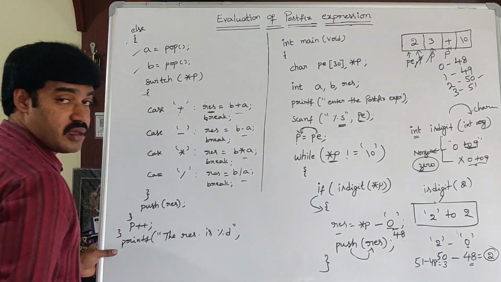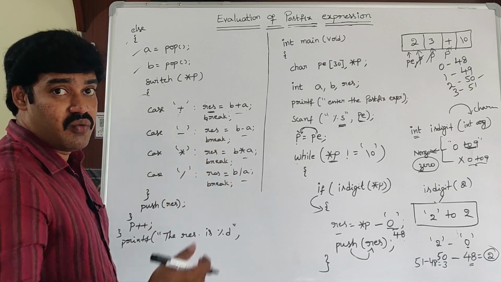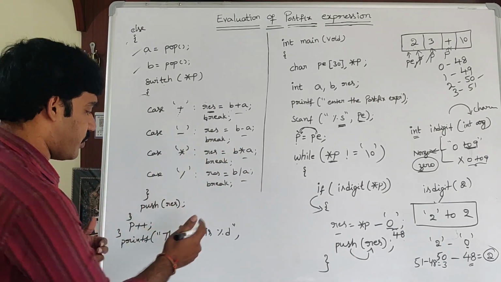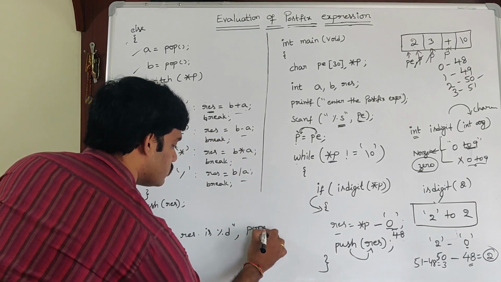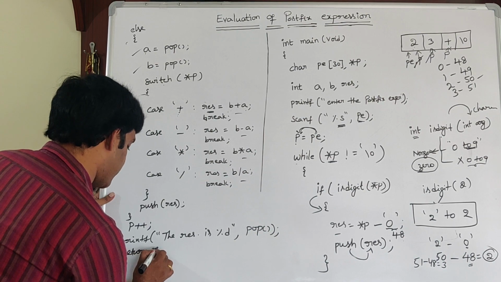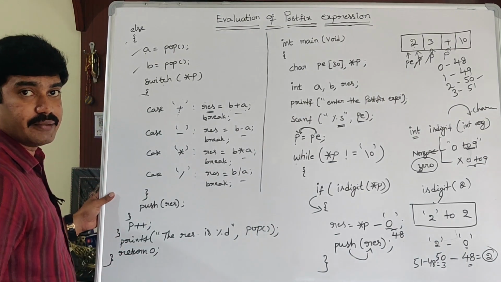%d, comma. When an expression ended, what is the value that remains in the stack? That is the final result. So simply pop that one. Pop. Next, what is the last line of your program? Return 0, closing of main.